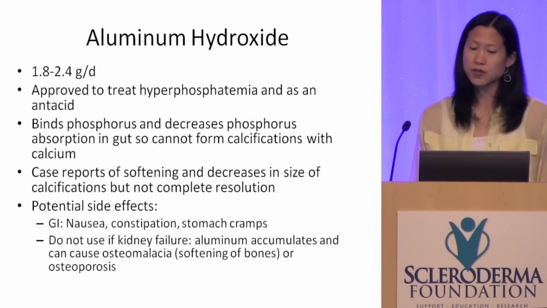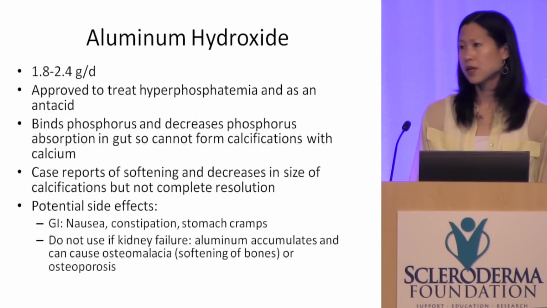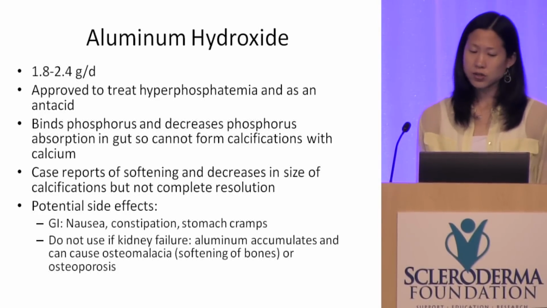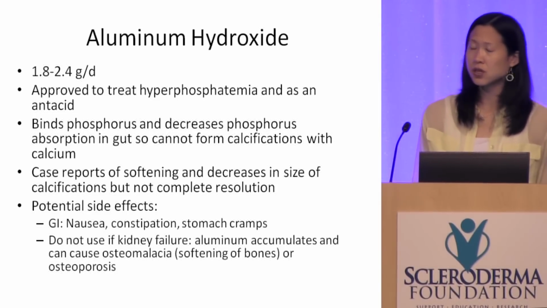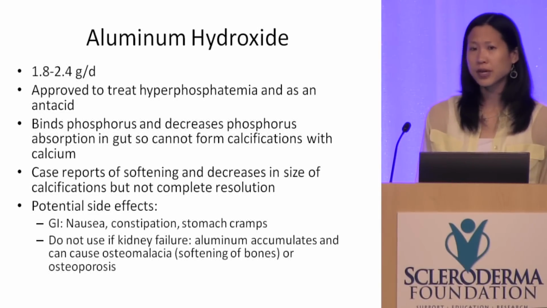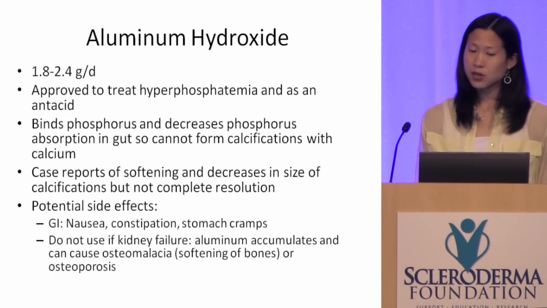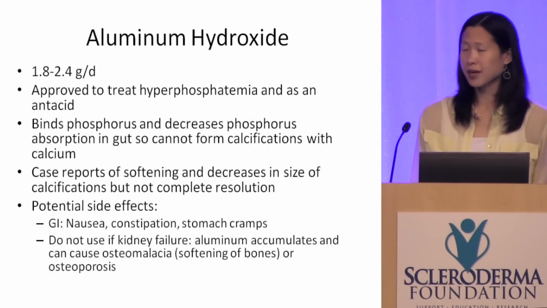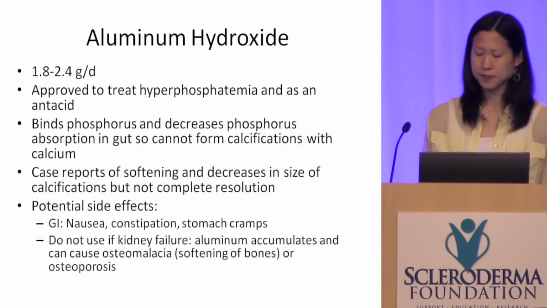There are case reports of aluminum hydroxide softening and decreasing the size of calcifications, but no reports of complete resolution of calcinosis. There are some potential side effects with aluminum hydroxide, mostly gastrointestinal, so nausea, constipation, stomach cramps can occur. Also, you can't use aluminum hydroxide if you have kidney failure. The aluminum will actually accumulate and cause osteomalacia, which is softening of the bones, or it could also lead to osteoporosis. So if you do have kidney failure, you cannot take aluminum hydroxide.